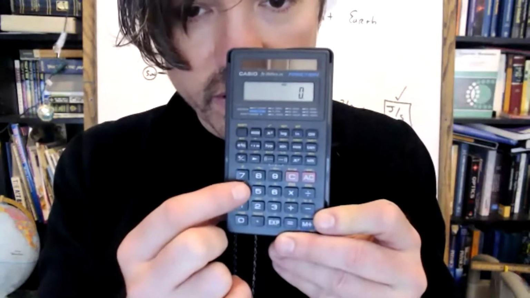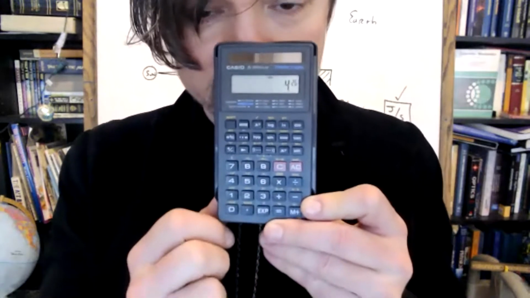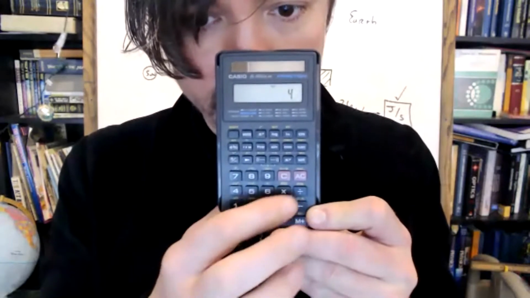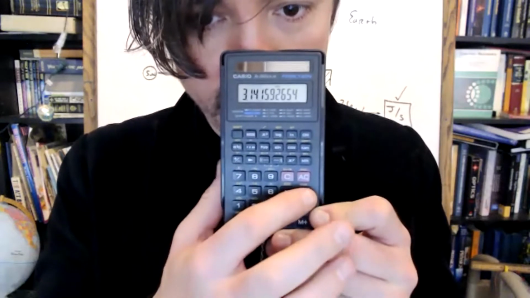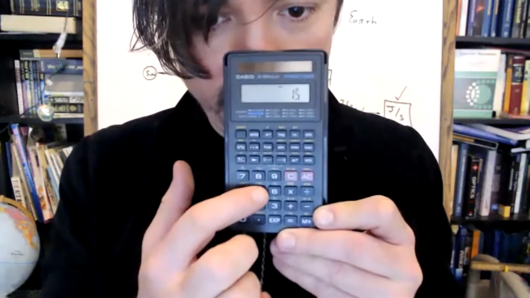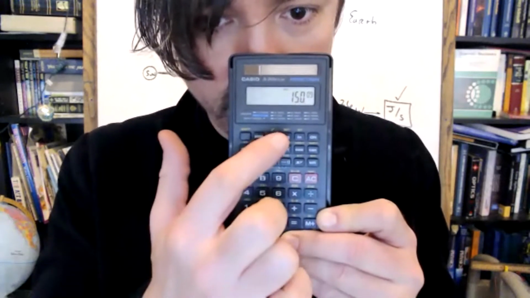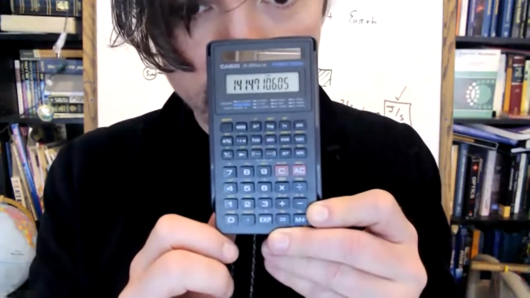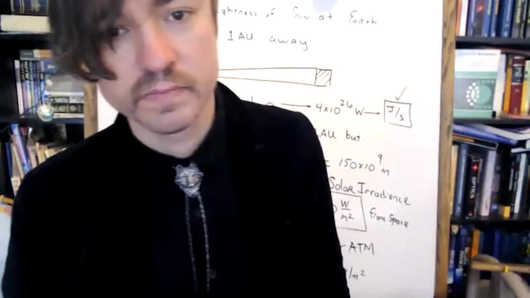So the sun's luminosity is 4 exp 26, divide by 4, divide by pi, divide by 150 exp 9, squared, equals. Yeah, I see what I did wrong. For this one, I didn't add pi in, and that's why I kept getting a weird number. That was the only thing I didn't do, was the pi part.